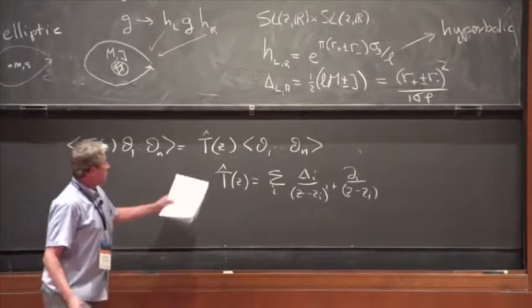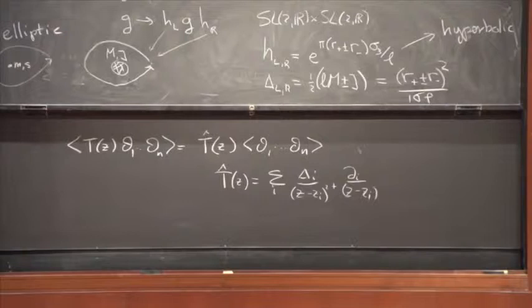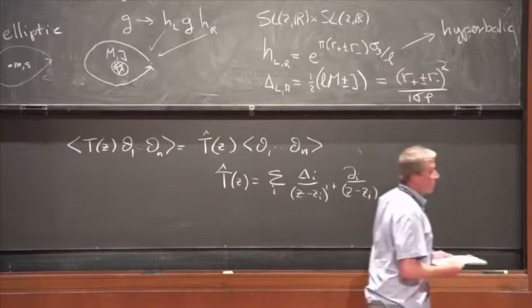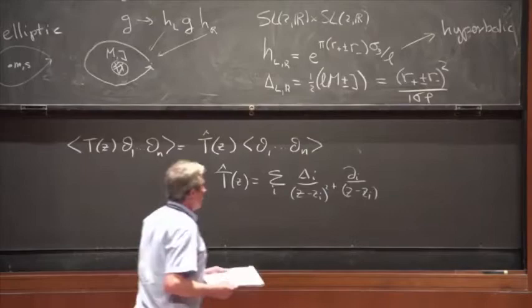And from this equation, you can show that this thing actually solves the Wheeler-DeWitt equation of two-dimensional gravity, 2 plus 1-dimensional gravity. Question? Yes? Is there any gauge? Not if you insist on being in this gauge.